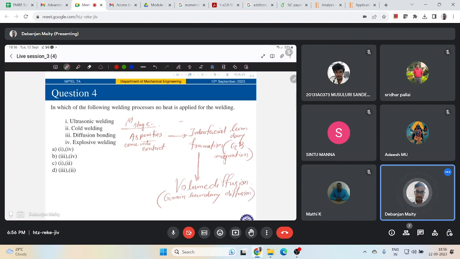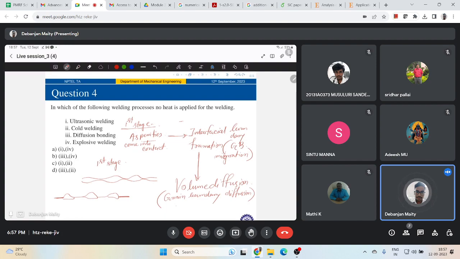So what is happening over there is like this. Initially, let's say we are having surface irregularities like this. Then this is my first stage. In the second stage, it will form this interfacial boundary over here, but it can form these voids over there like this. It will always take some time.